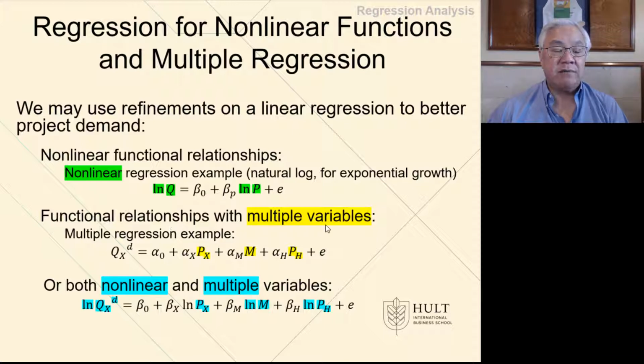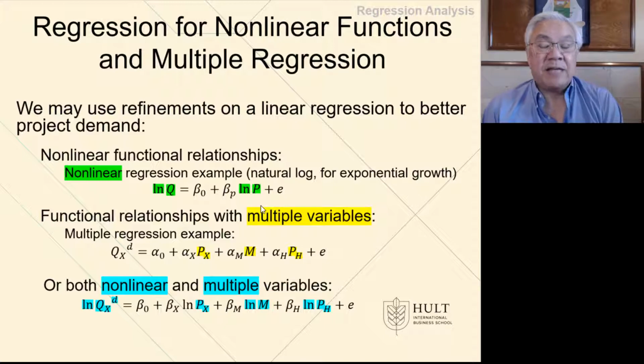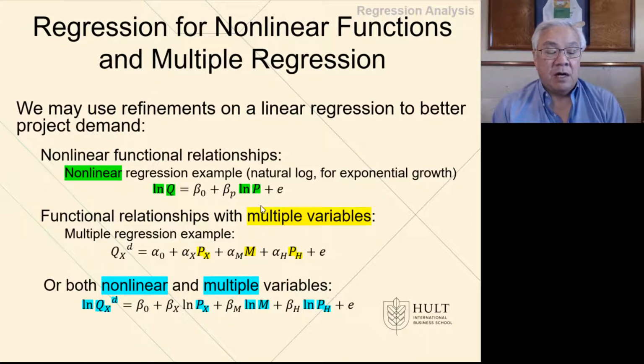Next, we could have multiple variables. In this case, we have quantity of x that has price of x, the income level, and the price of h all being factors here. All right, so those are examples of what we do. Or we have the combination where it's both multiple and nonlinear, where we have natural logs and we have 3 variables, right? There's no limit, only your imagination.